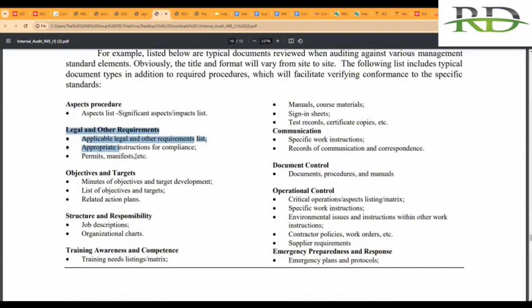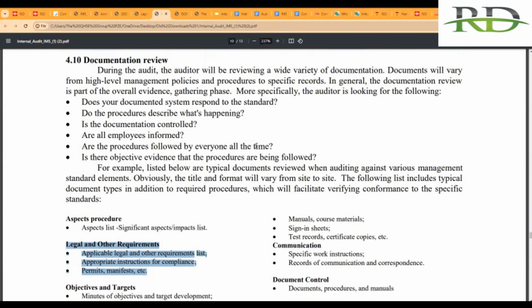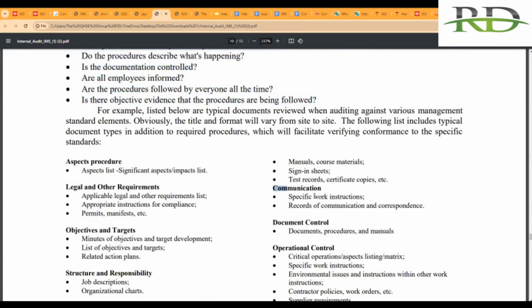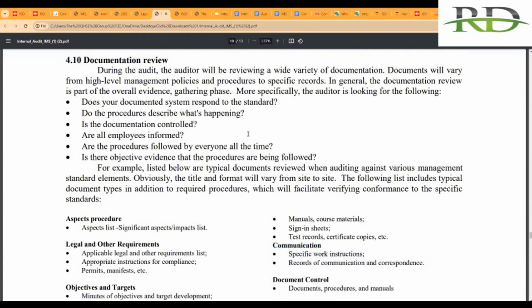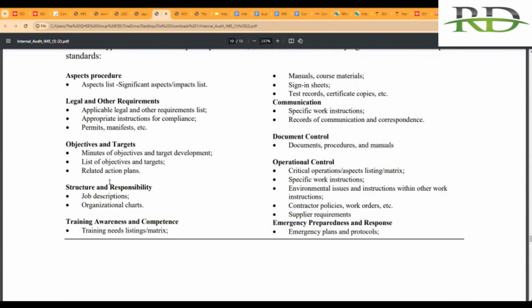So you look at these documents. So let's say, for example, when you request these 3 documents under legal and other requirements, you look at this and then you look for this. You understand? If it is about communication, you look at this and then you look for this. You understand? And then that is all you have to do under documentation.